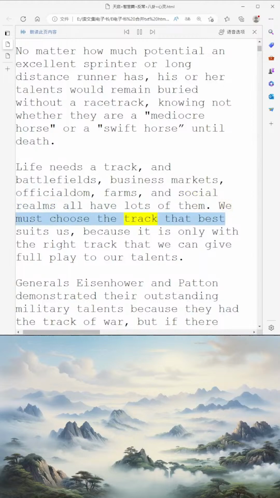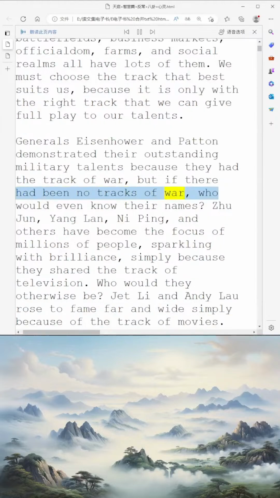We must choose the track that best suits us, because it is only with the right track that we can give full play to our talents. Generals Eisenhower and Patton demonstrated their outstanding military talents because they had the track of war. But if there had been no tracks of war, who would even know their names? Zhu Jun, Yang Lan, and Ai Ping, and others have become the focus of millions of people, sparkling with brilliance, simply because they shared the track of television. Who would they otherwise be? Jet Li and Andy Lau rose to fame far and wide simply because of the track of movies.